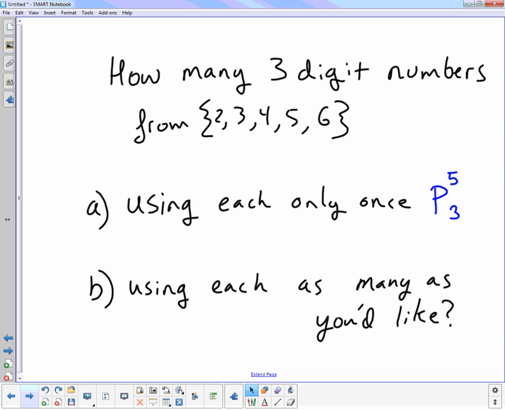It's 30. No, I was answering his question. So 5 choose 3. That's 5 factorial all over 2 factorial, which is 5 times 4 times 3. So how many? 60. Good.